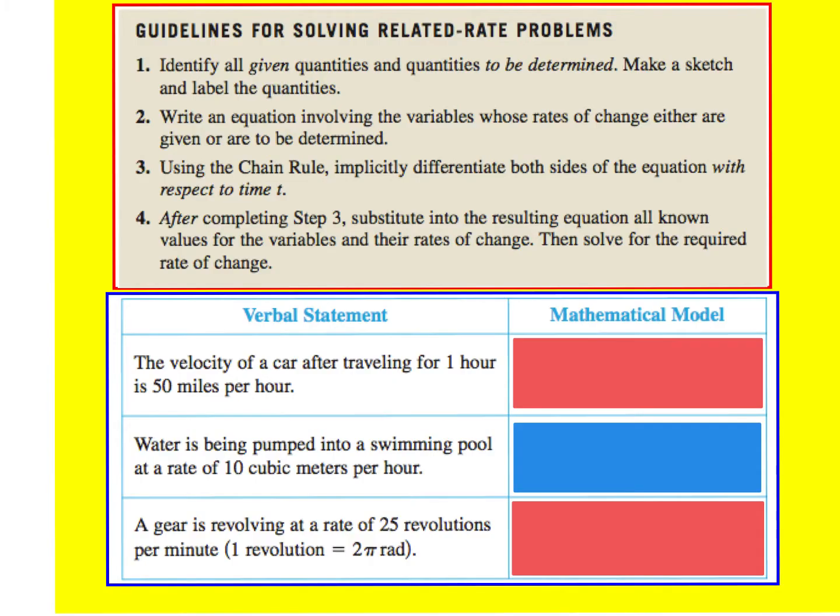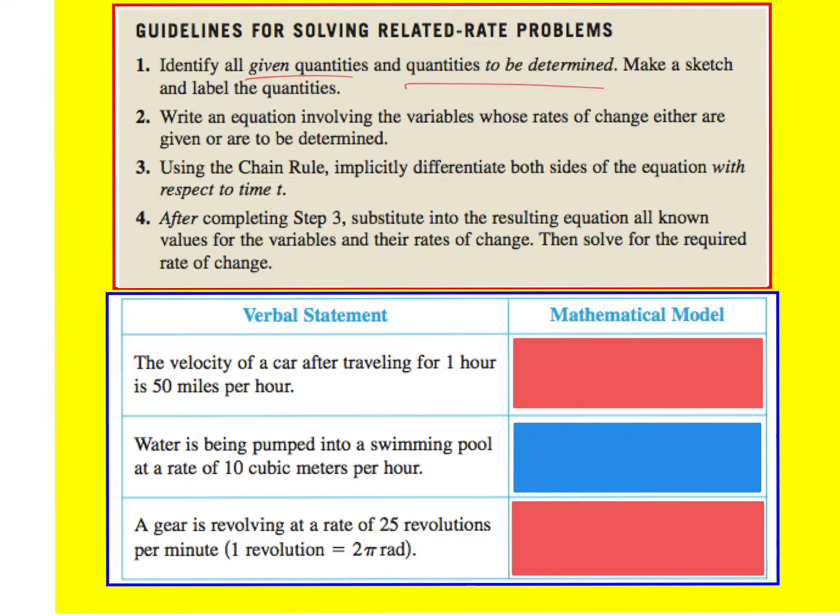All right. So there's some guidelines that I'd like to read before we start reading how to read these kinds of things. So Ansley and Becca are gonna tag team this one. Becca's number 1. Identify all given quantities and quantities to be determined. Make a sketch and label the quantity. All right. So on the given quantity, say something equals that. On the quantities to be determined, I like to put whatever it is equals question mark.